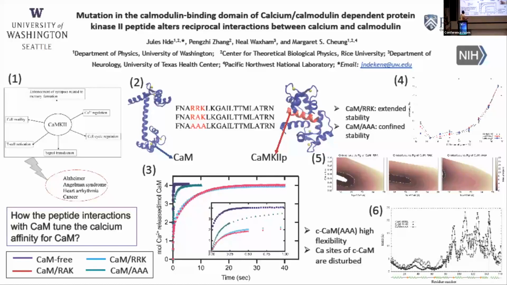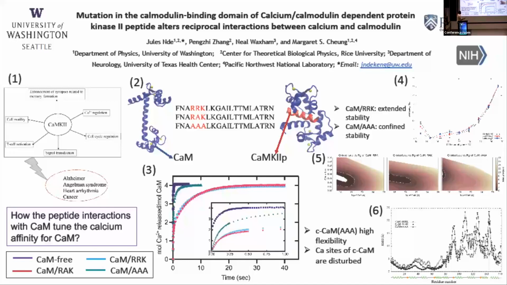As you can see here, the graph of the calcium release from the calmodulin shows, as a function of time, the system in the presence of the calcium. Here we are using three peptide systems: the system with no mutation, or wild type, a single mutation, and a triple mutation.